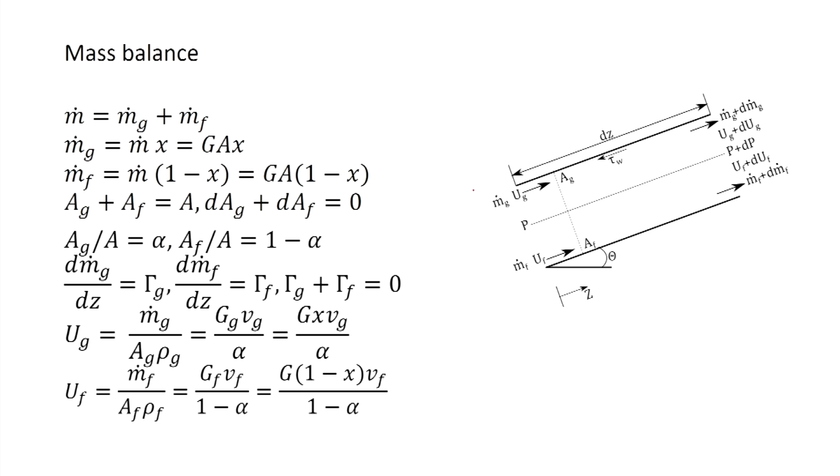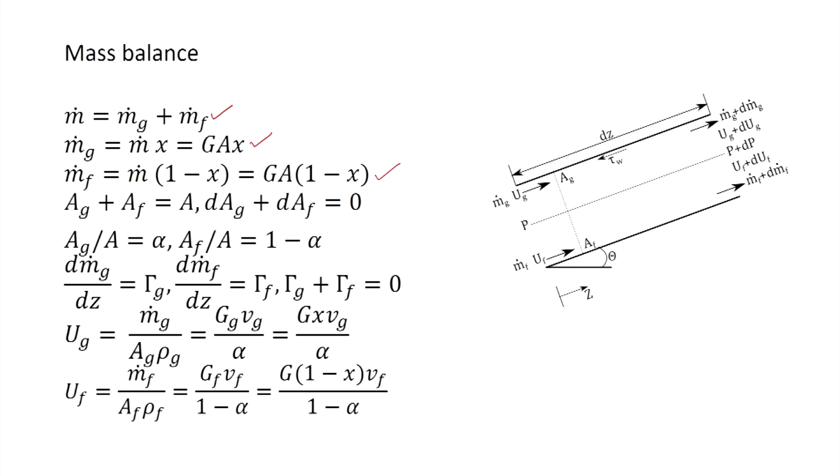Now consider the mass balance. The total mass flow rate will be the sum of the gas and liquid mass flow rates, but here the gas and liquid mass flow rates can vary with axial position. The total mass flow rate will be the same in steady state. The m dot g is equal to m dot x, equal to G A x, and x can vary with z. M dot f will be m dot into 1 minus x, equal to G A into 1 minus x.